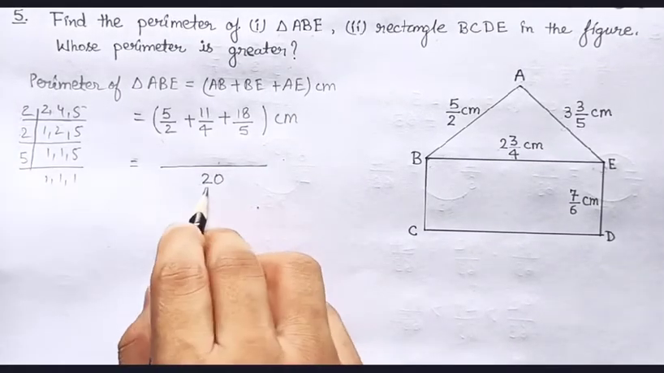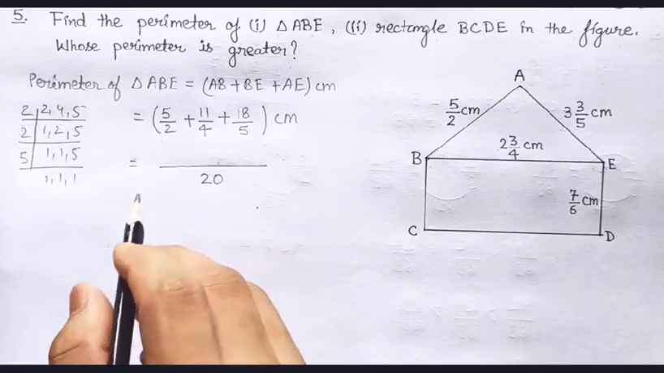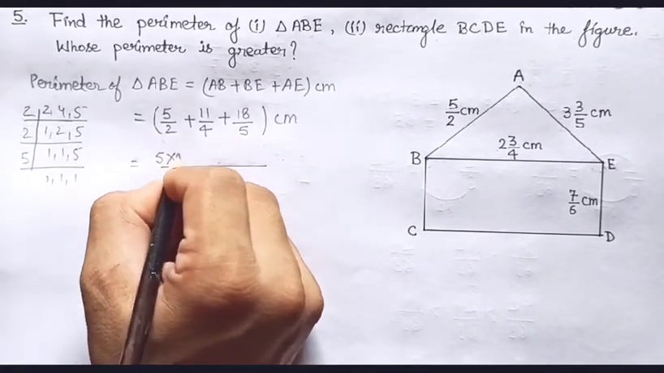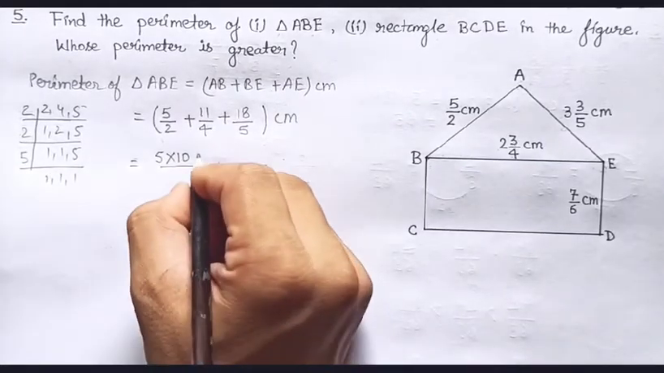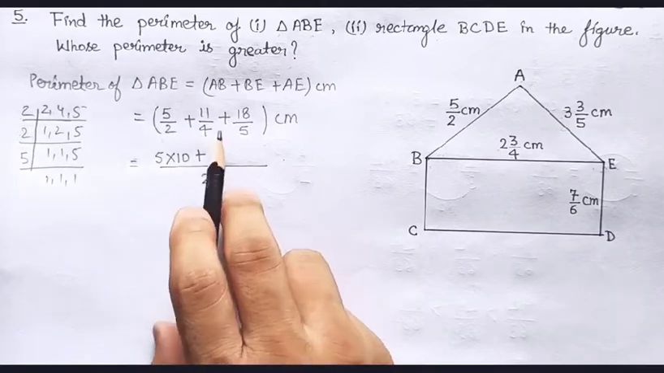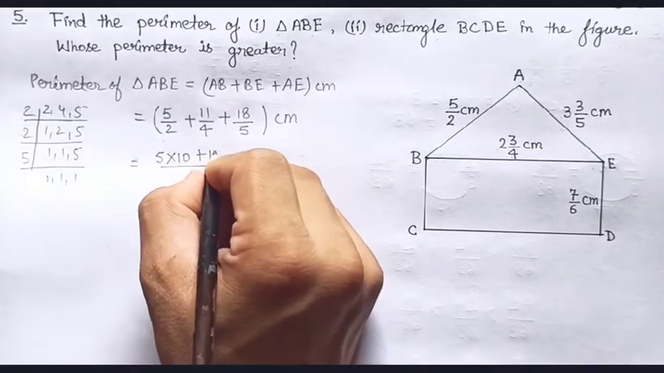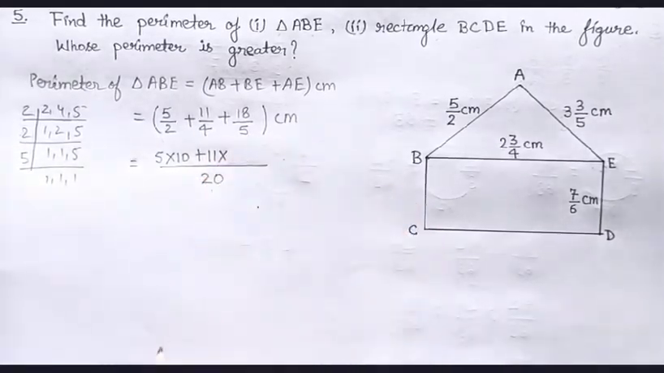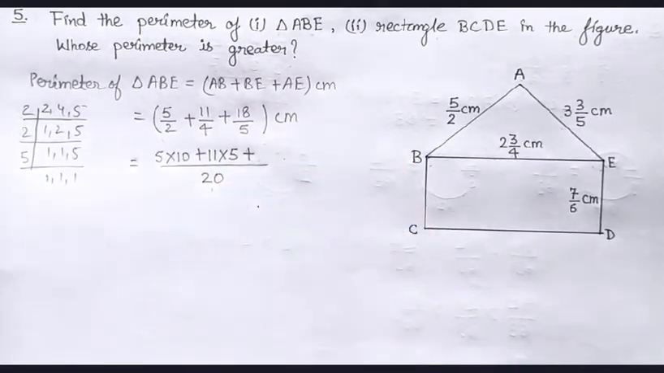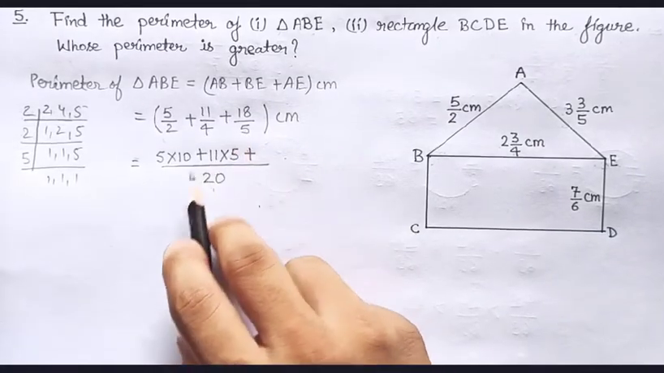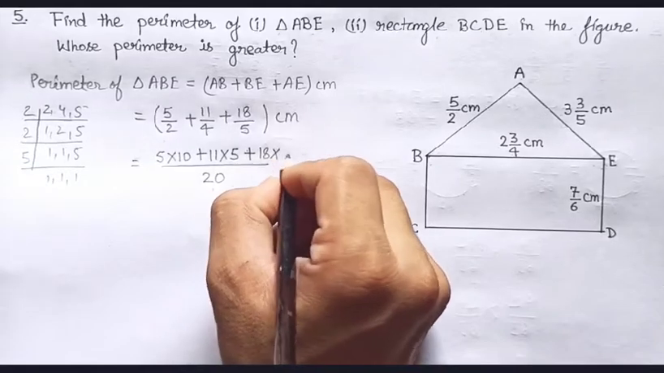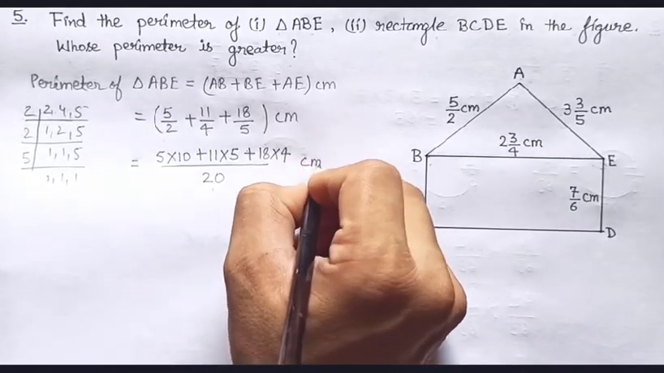Now you know when 20 is divided by 2, it gives a quotient of 10. So we put here the numerator 5 into 10, plus when 20 is divided by 4, it gives a quotient of 5. So we put here 11 into 5, plus when 20 is divided by 5, it gives a quotient of 4. So we put here 18 into 4 centimeters.